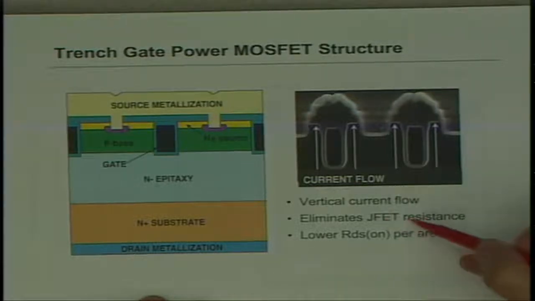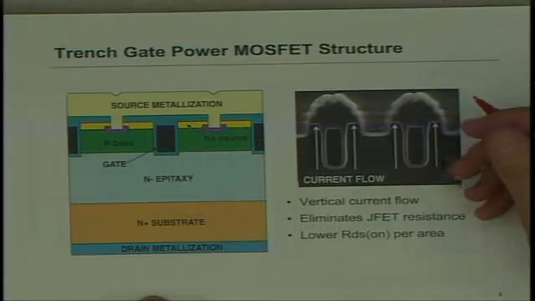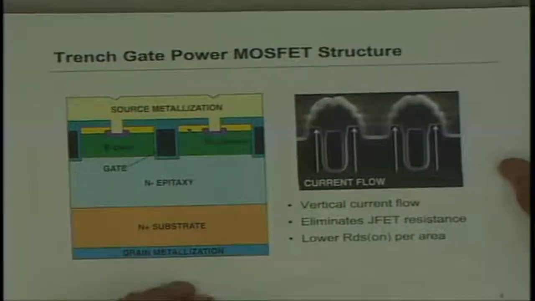And it also eliminates this JFET resistance that had previously plagued the planar devices. So at low voltages, what we call low voltage is 40 volts and below. Mid voltage is 60 to about 200 or 300. High voltage is 400 and up. So at low and mid voltage, you'll see almost exclusively trench devices because they're just more cost effective and offer better performance per dollar.